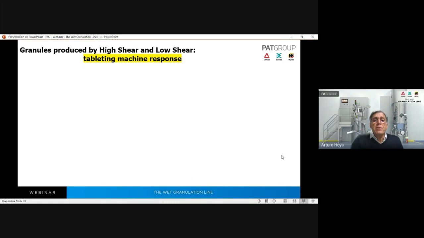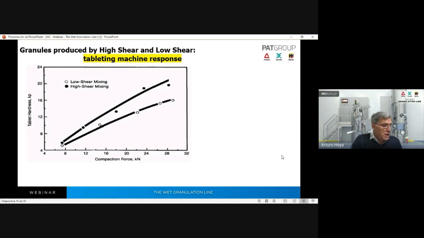Well, now, granules produced by high shear and low shear, tablet and machine response. Here we show the graph of tablet hardness versus compaction force. Tablet hardness is the force we need to break the tablet, and the compaction force, or pressure if you want, is the force or pressure needed to form the tablet.